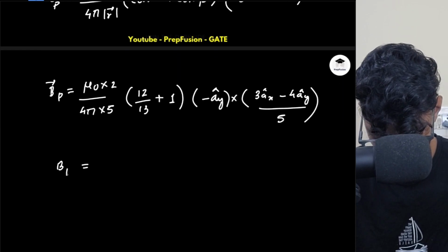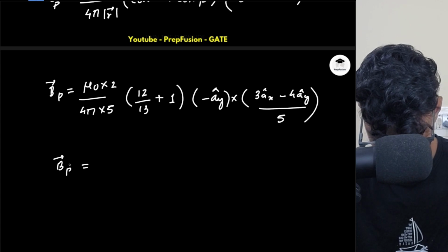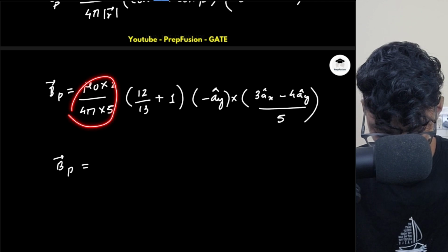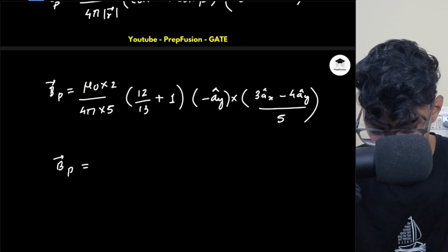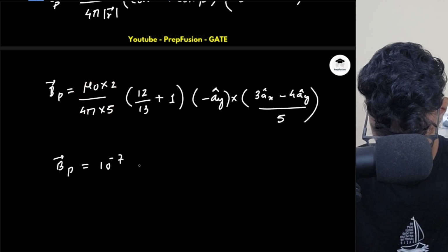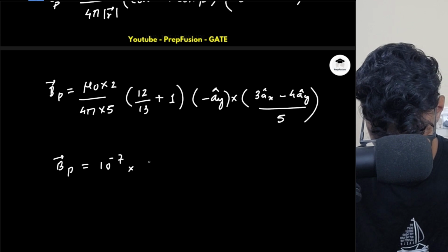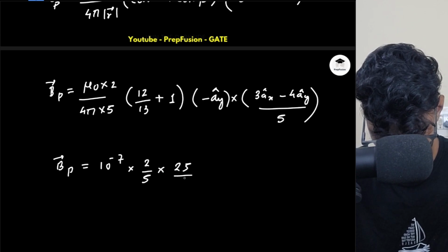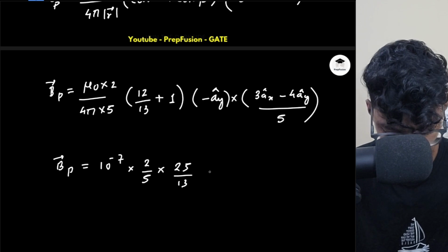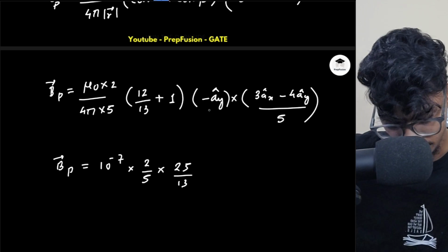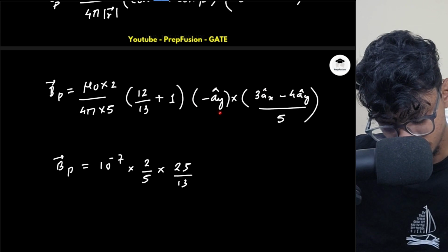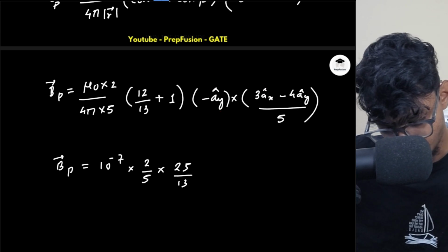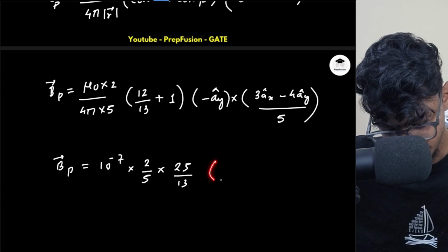So this will be how much? This is 4 pi, right? And this is also 4 pi. This will be 10 raised to the power minus 7, into 2 by 5 is still there. So this is 2 by 5 into 25 by 13. And what will this become actually? If I do minus ay cross ax, right? This will become actually minus az. So which will make it plus az actually.